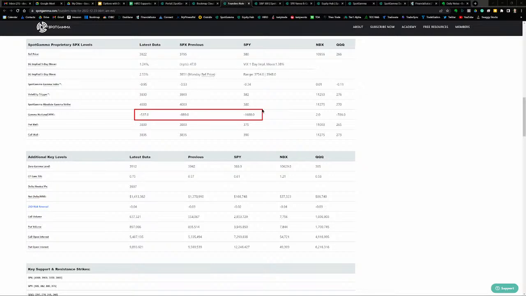Given the drop in the markets yesterday, gamma notional, as expected, shifted a little bit lower today. Yesterday, SPX gamma notional was minus 319, and today it is minus 537. And yesterday, SPY gamma notional was minus 1182, and it shifted down to minus 1688.